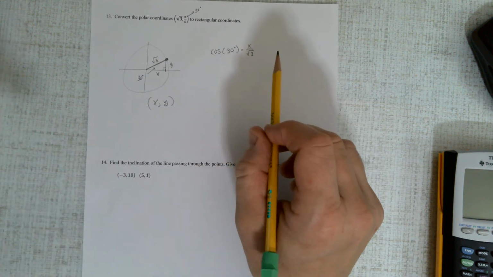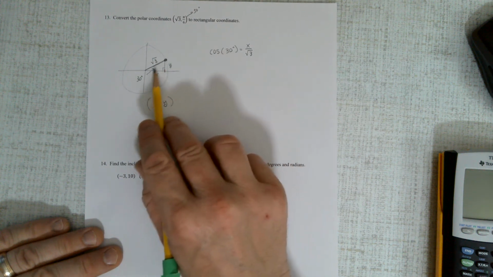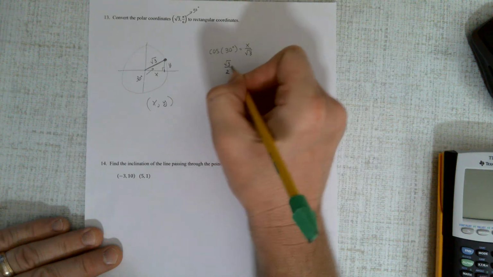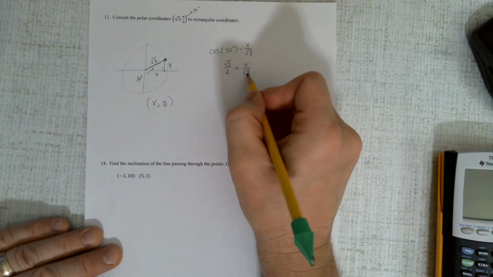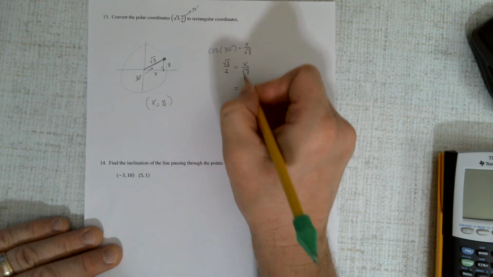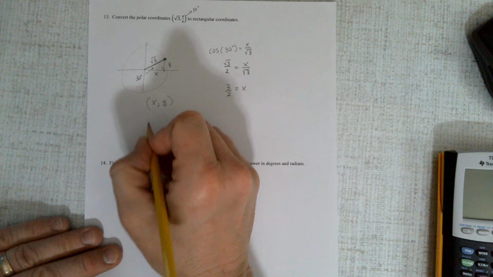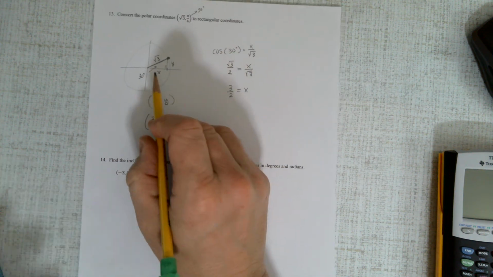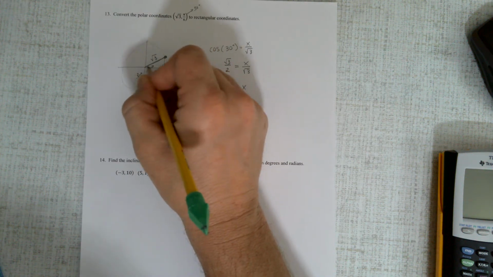Alright, back to our unit circle days. What is the cosine of 30 degrees? Well, that would be the long distance, so that's root 3 over 2. It's equal to x over root 3. Multiply that over there. X would be 3 over 2. And what I've done is I found this first distance. This first distance is 3/2. This distance is 1.5 right there.